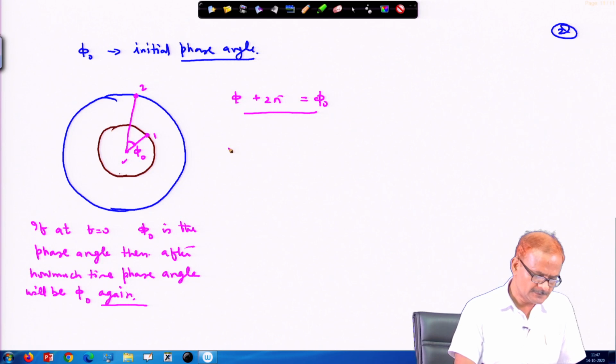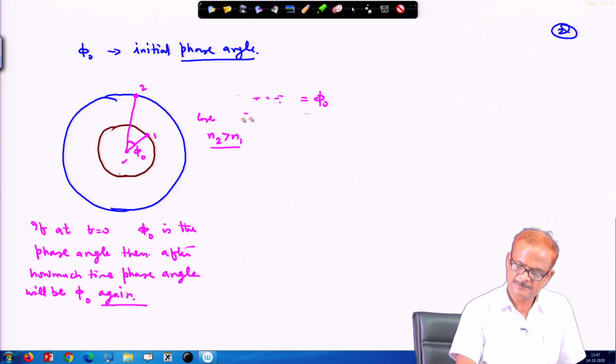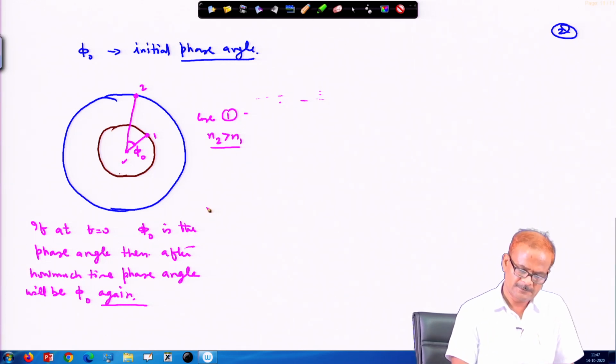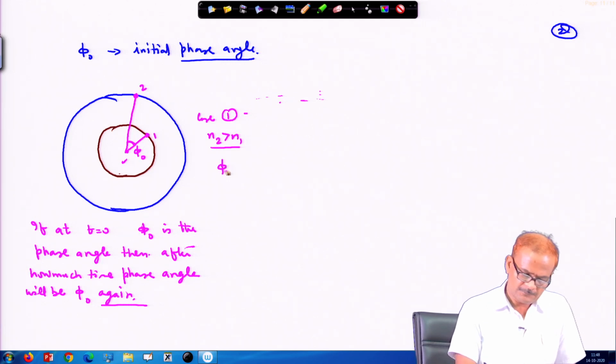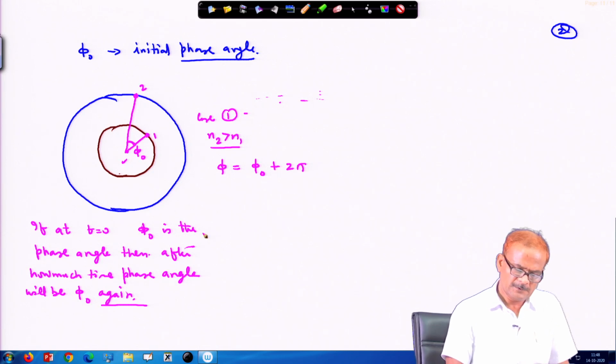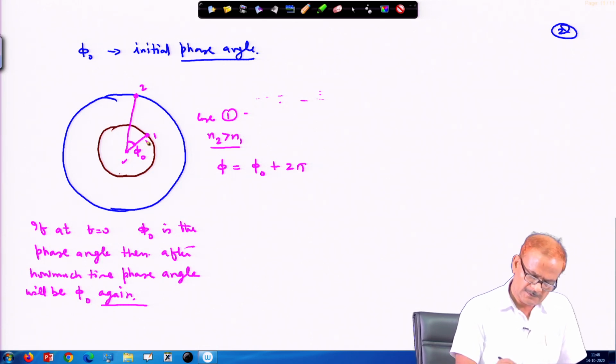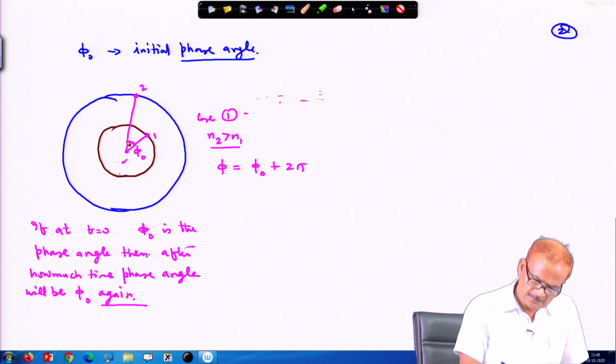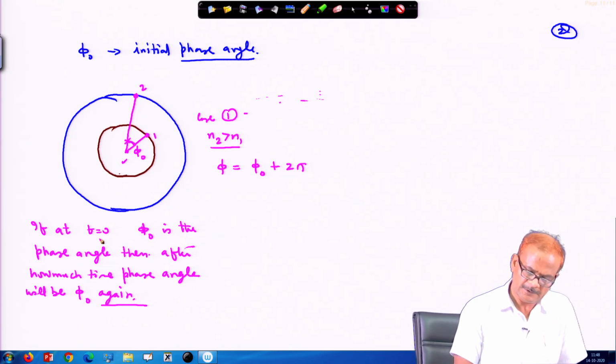So, let us consider this in two cases, say n 2 is greater than n 1, case 1. So, rather than writing like this I will write in terms of equation. So, case 1, n 2 is greater than n 1. Therefore, phi will be equal to phi 0 plus 2 pi. What does this mean? See here, this is the phase of 2, and suppose n 2 is faster than n 1, it is greater than n 1.